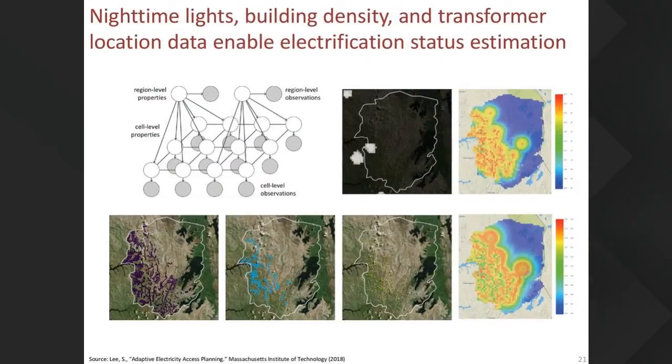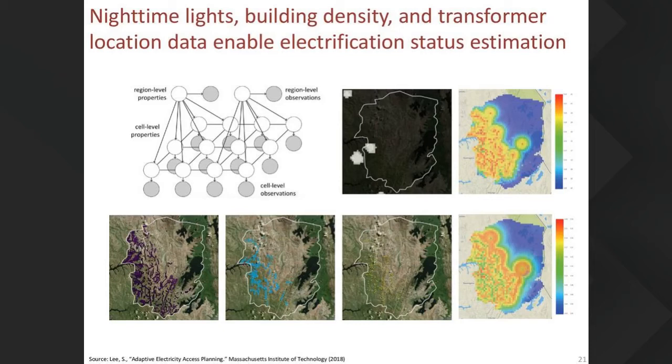So our group has taken some of these technologies, and we've built on the general framework that other people have shown before us. What we're showing here is using nighttime lights, building density, and transformer location data to enable electrification status estimation. This is essentially determining where people currently have electricity and where they do not.